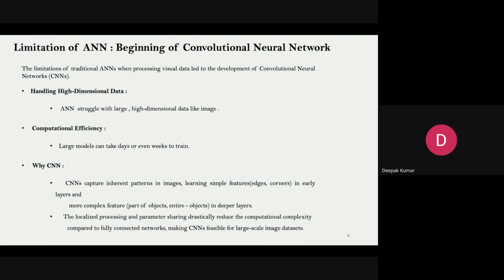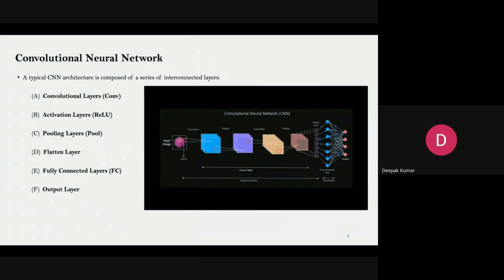CNN has been introduced, and researchers felt a need for a new algorithm which can overcome these two shortcomings and successfully handle this kind of image data. So CNN can handle images and other kinds of data as well, where the dimension of the input is very, very high, right? So how do they tackle these things?